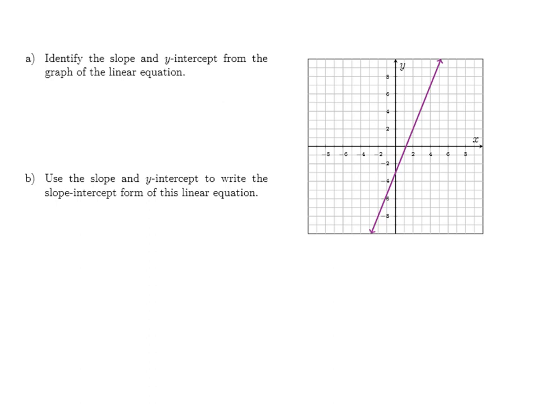So to get started, let's recall that the slope-intercept form, in general, is y equals mx plus b, where m is the slope and b corresponds to the y-intercept. So identifying the slope off of this graph, I'm going to look at the rise over run.